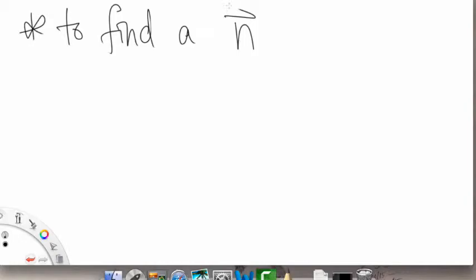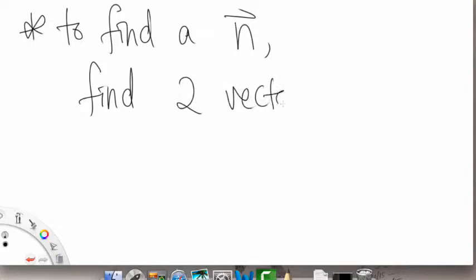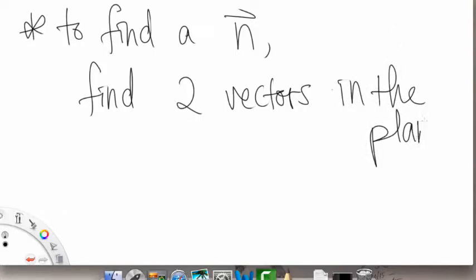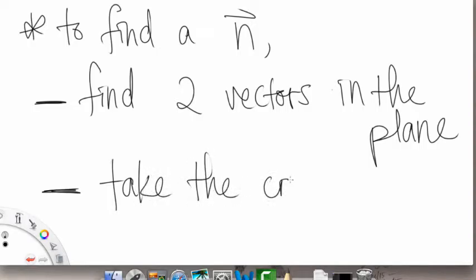Okay, so another thing to note is to find a normal vector if you're asked to do so. To find a normal vector, I'll just put a normal vector there. What you have to do first is find two vectors that lie in the plane, the plane in question, and that's the first thing you have to do. You've got to find two vectors in the plane, then you take the cross product.